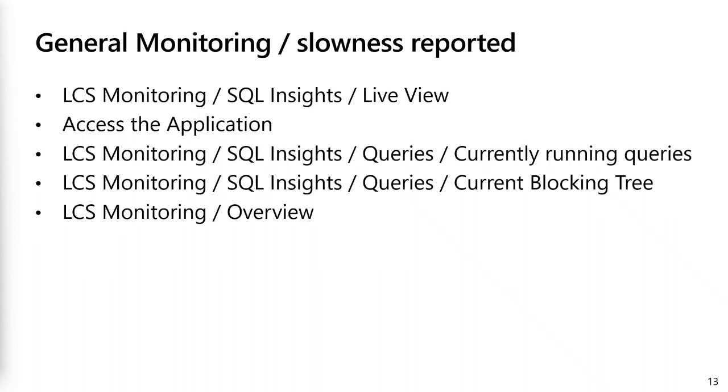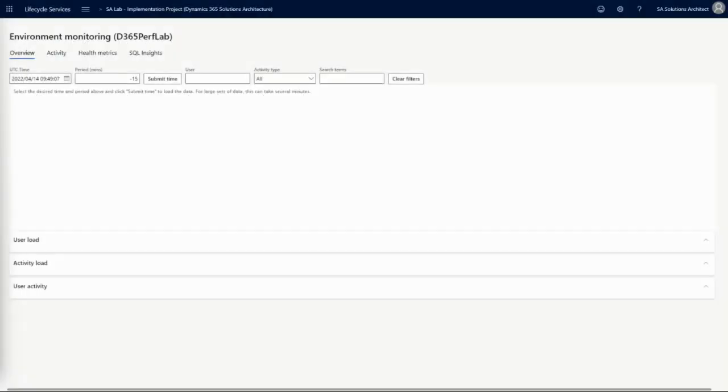In the LCS monitoring, the queries, the currently running queries, as well as the current blocking tree. Finally, we will also use the overall LCS monitoring overview. In the next couple of minutes, I would like to run a demo how to troubleshoot a real problem of live performance using the Lifecycle Services tools available in LCS for Finance and Operations app.